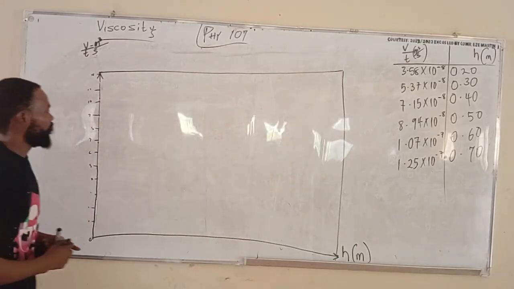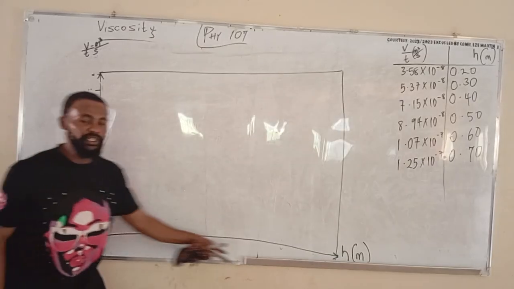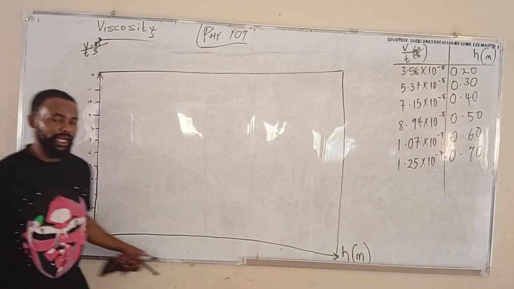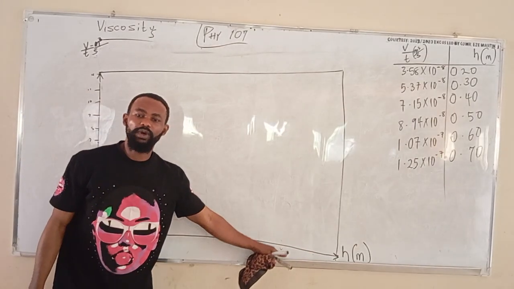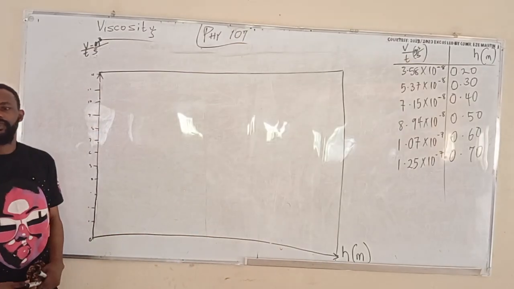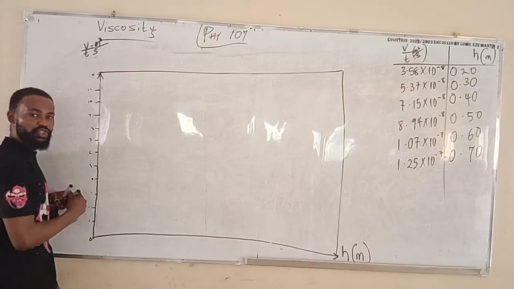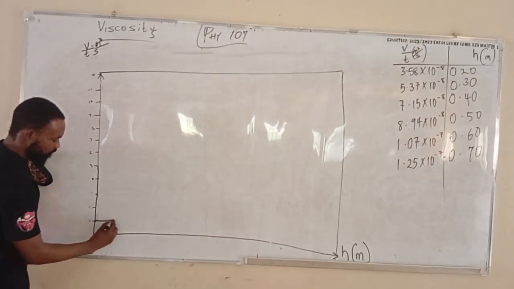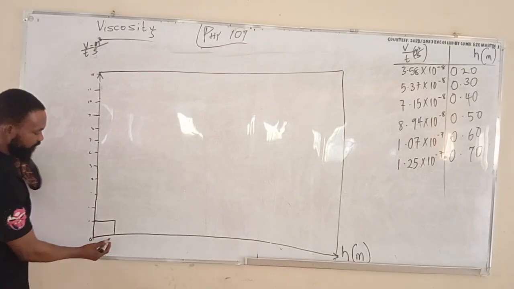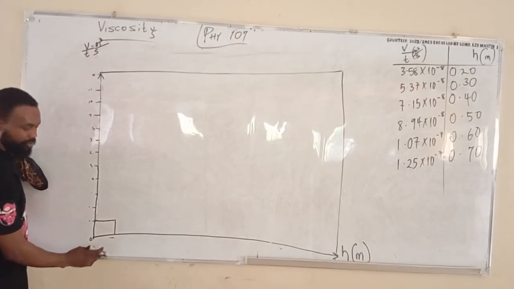If you look at this side, it normally has 10 boxes or more. How many boxes? 10. As you are looking at it, you will notice it's something like this. So this is like 2 centimeters, 2 centimeters.